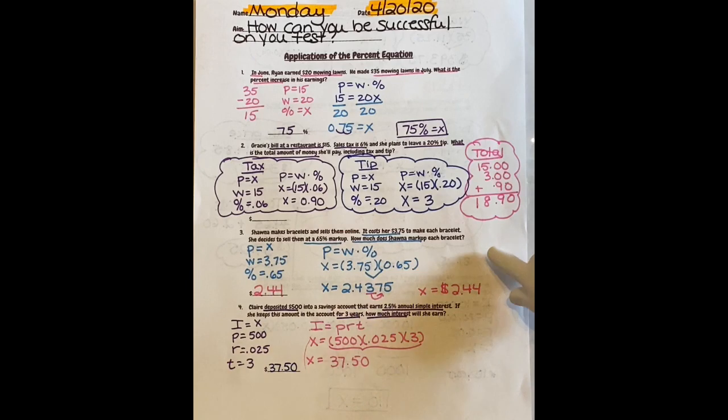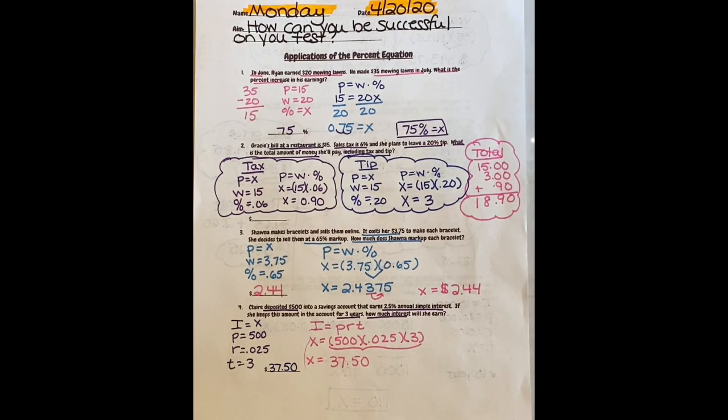All right, question number 3. Shauna makes bracelets and sells them online. It costs her $3.75 to make each bracelet. She decides to sell them at a 65% markup. How much does Shauna mark up each bracelet?